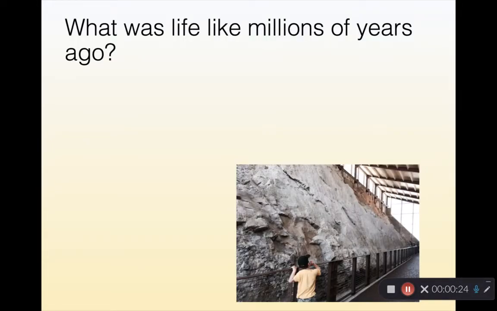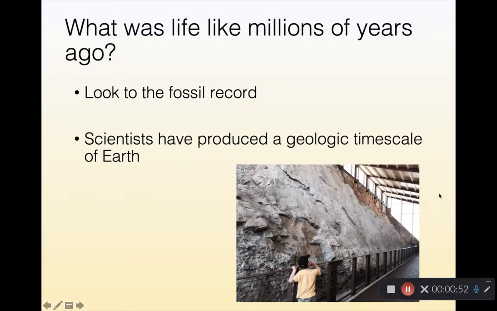So, one of the first things that we're going to talk about is really what was life like millions of years ago? And what we do to understand that as scientists is we look to the fossil record. And this is just a picture of Monument Valley in Montana, and one of the more famous slabs of dinosaur evidence that we have. But it's a lot more than that.